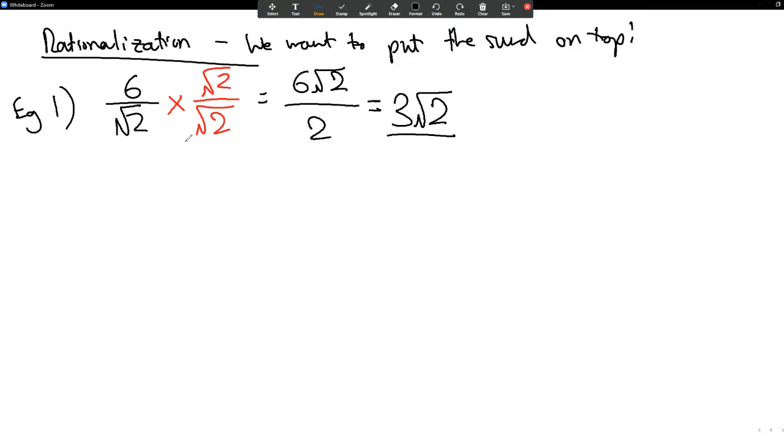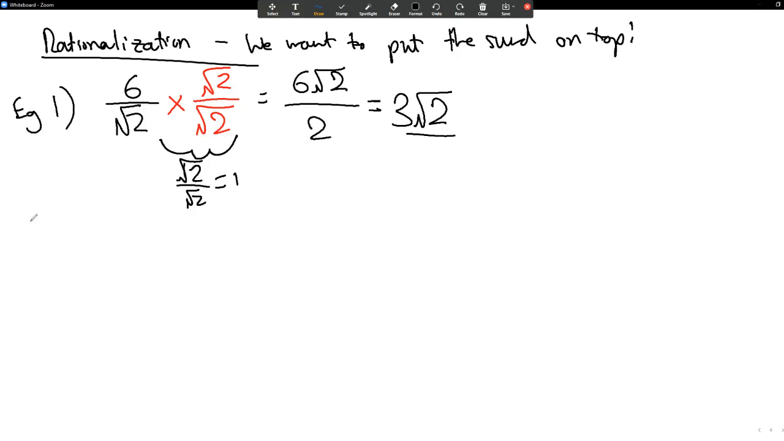So how does this work? Well, you need to remember that this 3 root 2 is equal to this. We're not actually changing anything. That's because when you divide anything by itself, you get 1. So root 2 over root 2 is equal to 1. So we're just multiplying this by 1 just to put this surd here on the numerator. So that's what rationalizing is. It doesn't change the number, but it puts the surd on top.